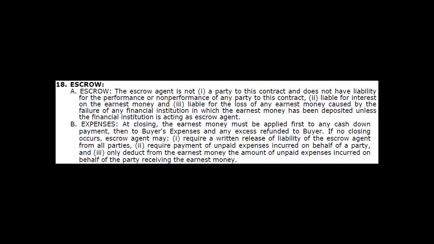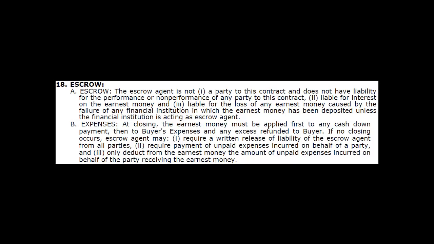Paragraph 18, escrow. This paragraph is broken up into 5 different sections. You have A, escrow, B, expenses, C, demand, D, damages, and E, notices. A just says the escrow agent is not going to be held liable for anything, even if they lose the earnest money, as long as they can blame the earnest money being lost on the bank that they deposited the earnest money with. And B is talking about the expenses.